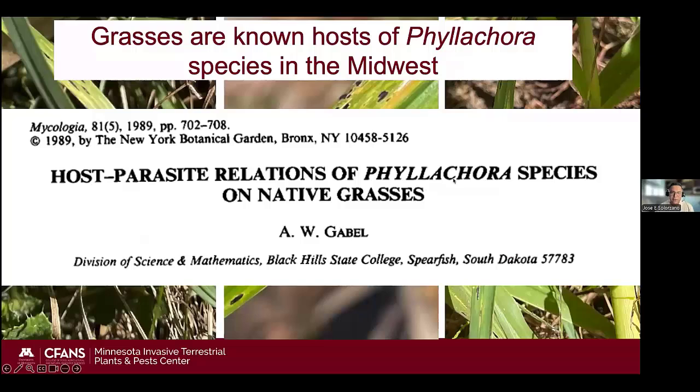So doing my literature review analysis, I found a paper from 1989. This was conducted by Gavel in 1989. And in this analysis conducted in the Midwest in the US, they collected multiple native grasses and they found multiple Phyllachora species associated with these grasses. However, they didn't find Phyllachora maydis. They just found a lot of Phyllachora species.